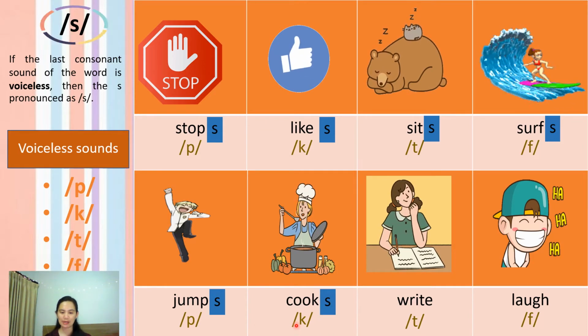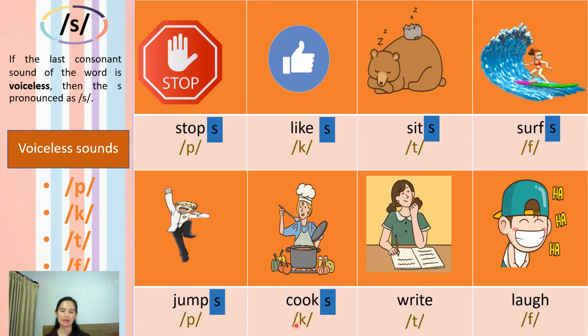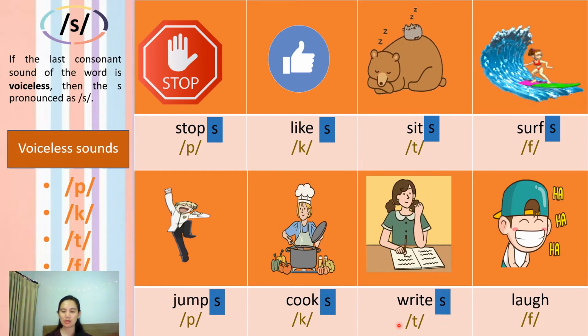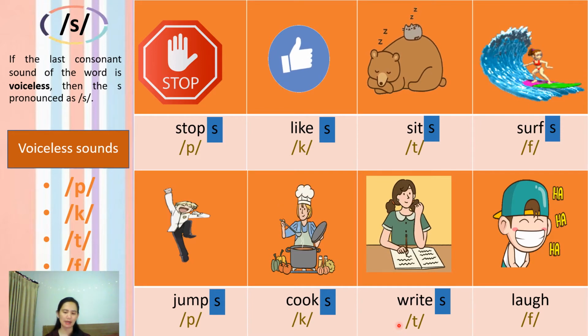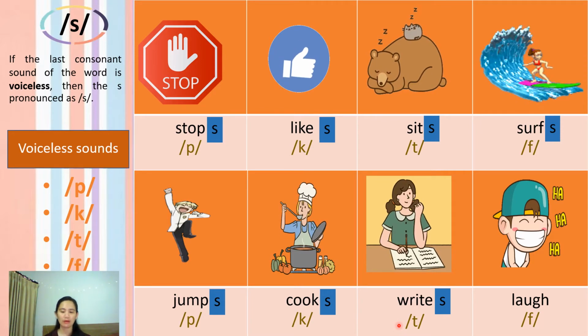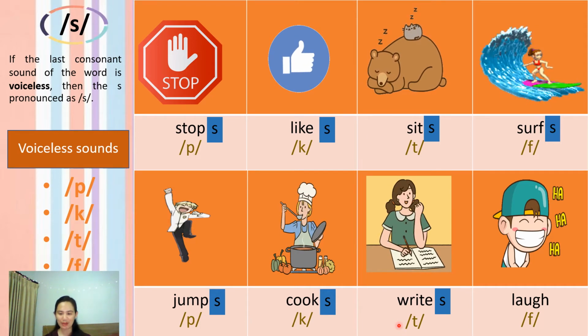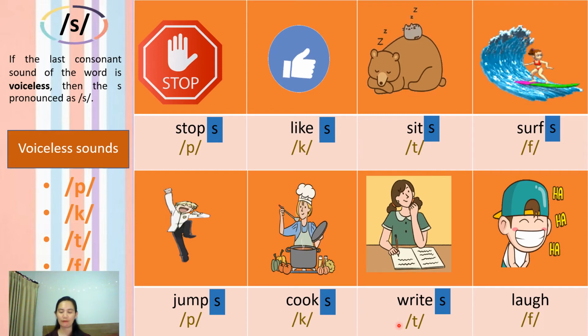It reads as cooks. Next word, write. The last sound that you can hear is the sound of t. Now let's make it into a simple present tense by putting s at the end of the simple form. We're going to read the word as writes. Again, writes.